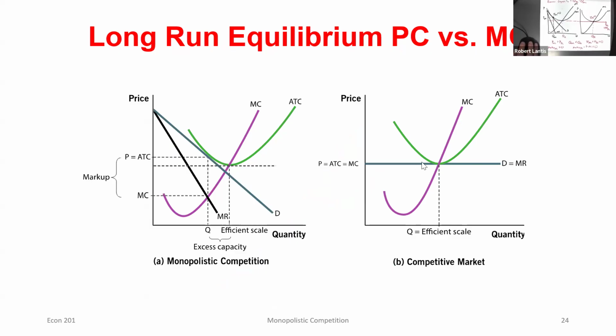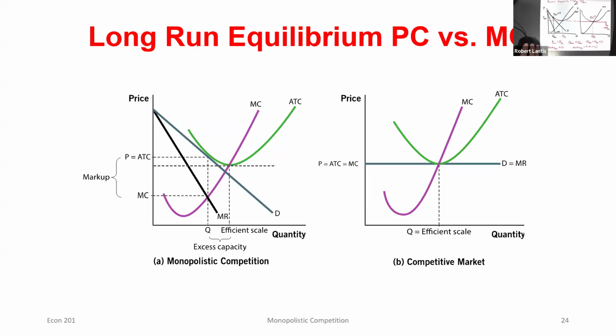And then we said there's no markup. Price is exactly the same as marginal cost for a perfectly competitive market. Here we have some markup existing, even in the long run when profits are zero for these monopolistically competitive firms. Okay. Any questions on that idea before we keep moving?